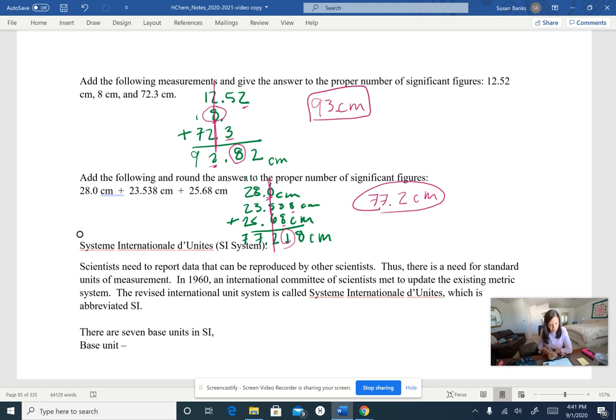Now, I need to update this because it says here in 1960 that an international committee of scientists met to update the existing metric system. That actually happened just a couple of years ago. So, like just a couple years ago, the kilogram was redefined and a whole bunch of other things were redefined. So, I'll need to update my notes here.